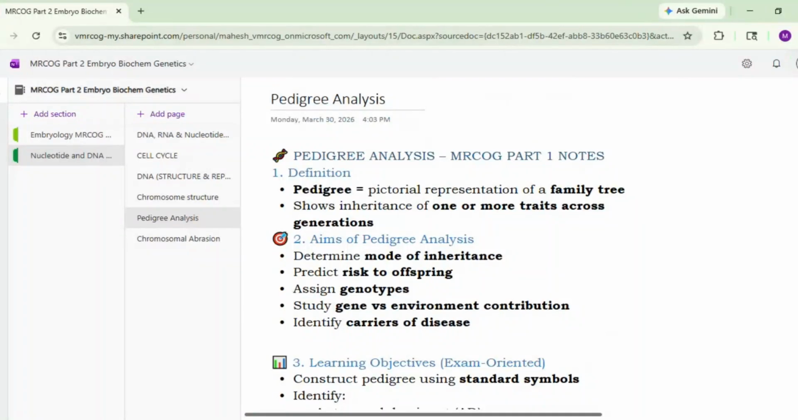So today we will discuss pedigree analysis. So, pedigree analysis. What is a pedigree? It is the pictorial representation of a family tree. It shows the inheritance of one or more traits across the generations.